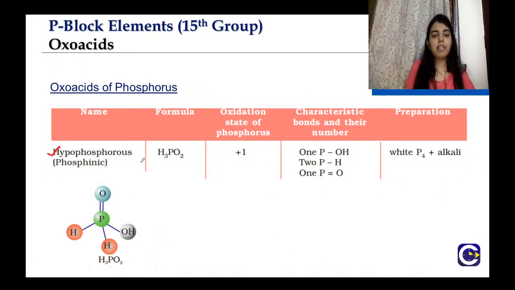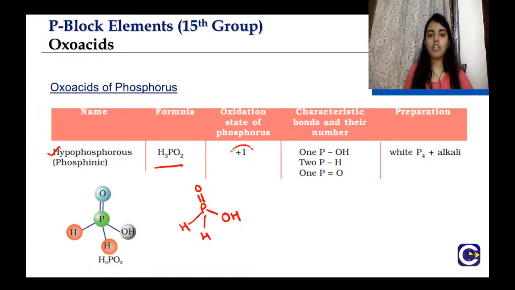So hypophosphorus acid, H3PO2. Remember that the maximum amount of hydrogen will be placed with the oxygen only, right? So here, if you see, one double bond O is always there. Now draw one oxygen, and hydrogen will be present next to it. Since there are only two oxygens, now you will make the PH bonds, right? The oxidation state of phosphorus is +1. So it has one P-OH bond, two P-H bonds and one P double bond O.